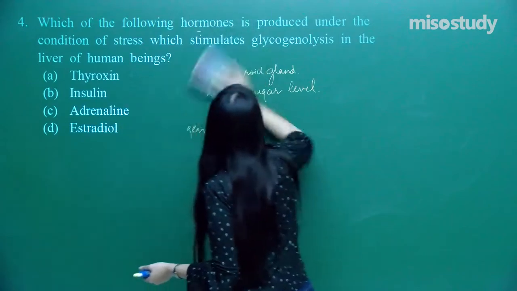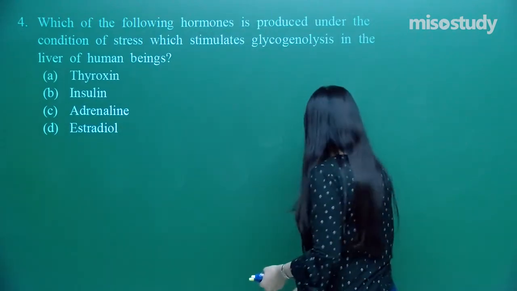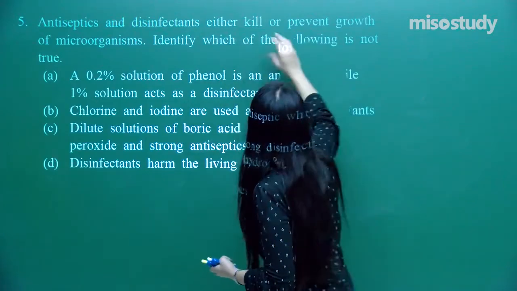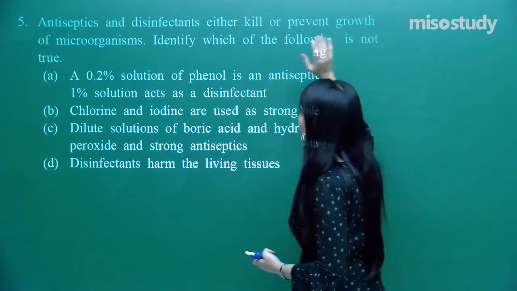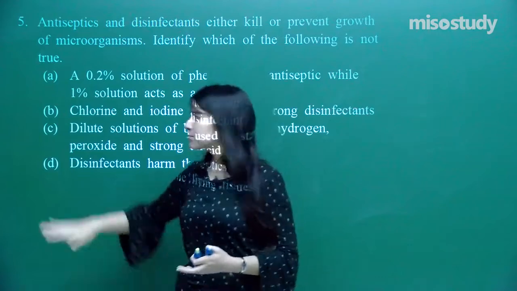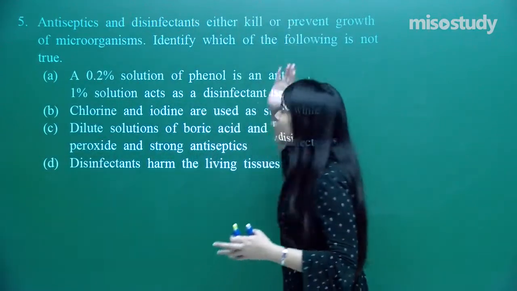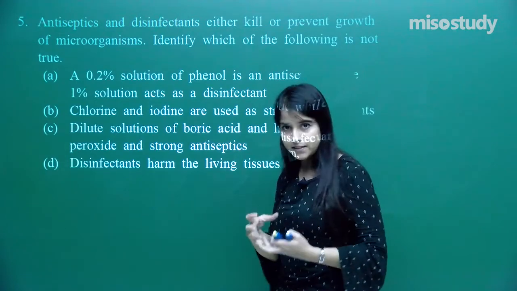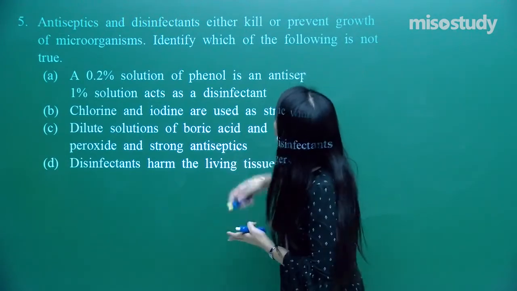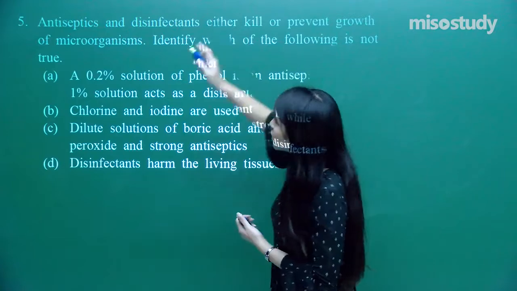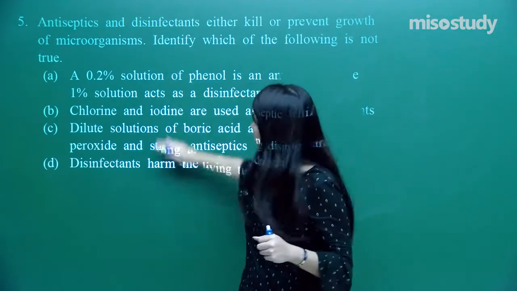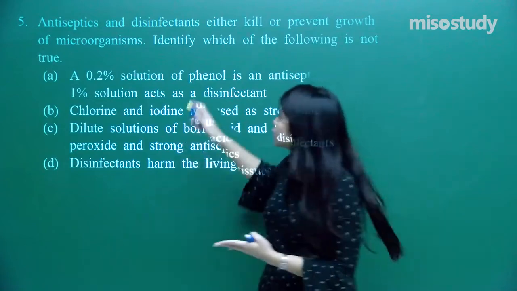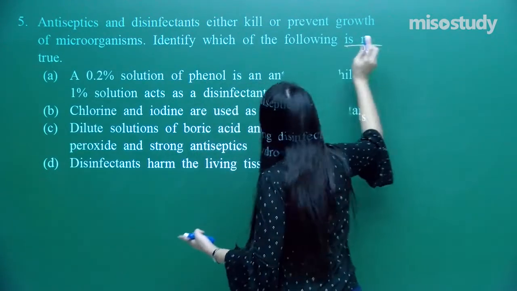So the next question says, antiseptics and disinfectants either kill or prevent the growth of microorganisms. We all know that antiseptics either can kill or can stop the growth, bactericidal or bacteriostatic. So these are the words. Identify which of the following is not true. I need to read out the conditions and find out which one is the incorrect one. So you must be very careful with the question. Not true.